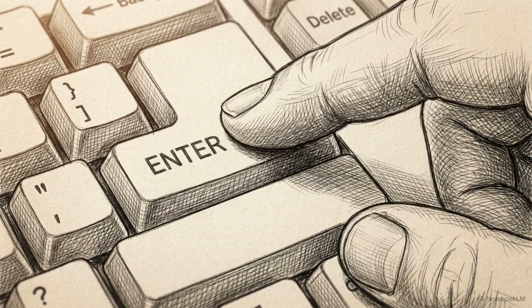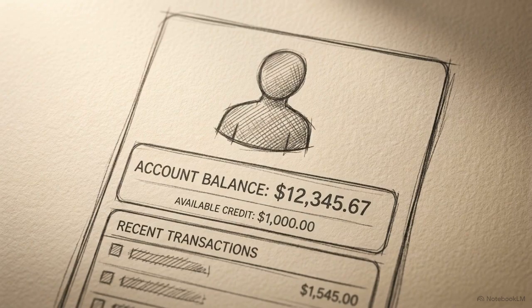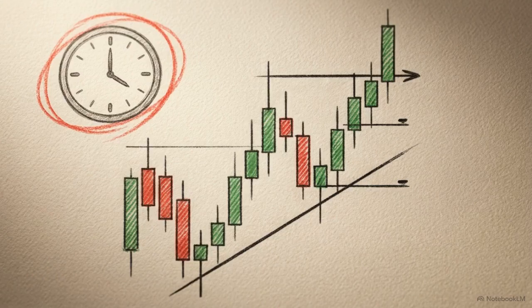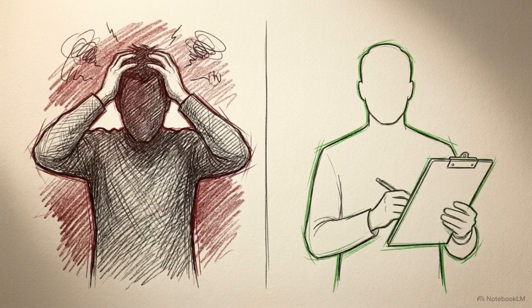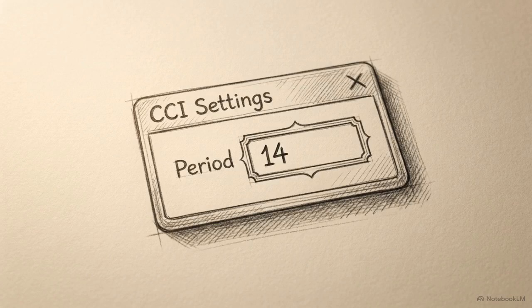To execute this strategy today, you will need a charting platform, a demo account for testing, and a clean 4-hour Forex chart. Establishing this technical framework transforms the process of reading price action from an emotional reaction into a structured data analysis. To begin, open your Indicators menu, search for the Commodity Channel Index, and apply it to your active chart. Most platforms default the CCI to a 14-period setting.